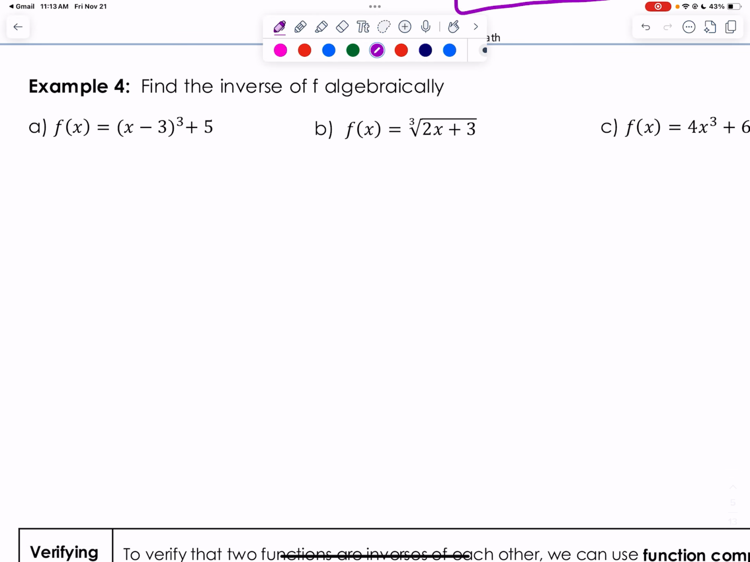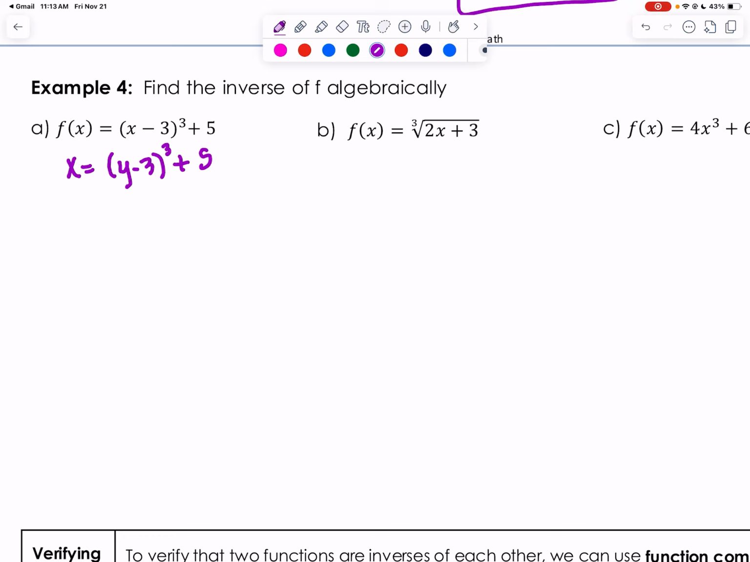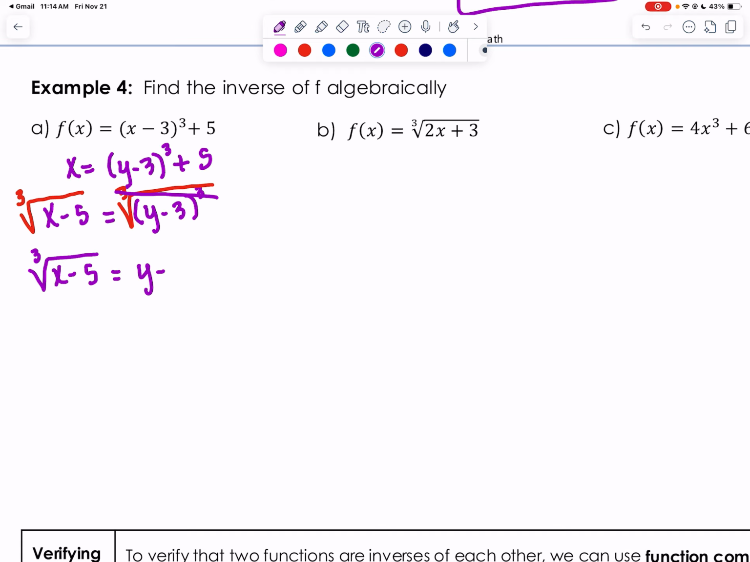So to get the y by itself, I'm going to have to subtract 5 and then take the cube root. So let's subtract the 5 first. This would be x minus 5 equals y minus 3 cubed. Now I want to get rid of the cube, and the opposite of cubing something is to take the cube root. So I'll take the cube root of this side and the cube root of this side. And when I do that, that will leave me cube root x minus 5 equals, and this cube root and this cube will cancel each other out, and I'm left with y minus 3.